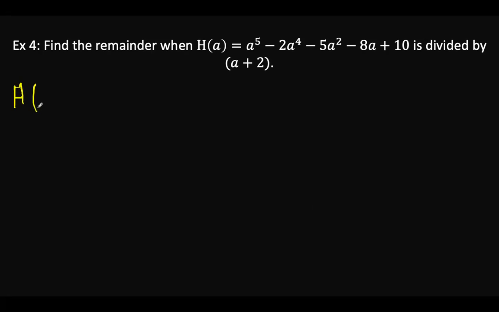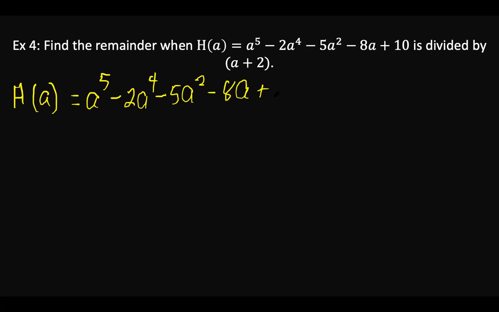So h of a, this is our function in terms of a. That's a raised to 5 minus 2a raised to 4 minus 5a squared minus 8a plus 10. So ito yung given. Tapos dinidivide siya ng monomial na a plus 2. Our x here is a, okay? Our variable, our independent variable is a, and our c is this, okay?